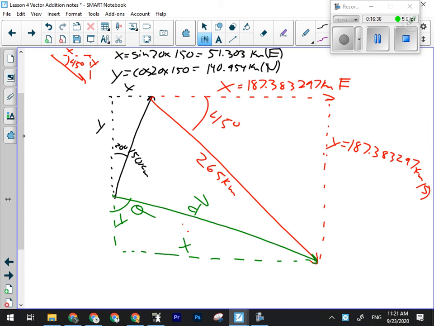So green x, okay, is going to be our 51.303 plus 187.833. Okay, so I'm taking this number and this number, I'm adding them together. That'll give me black x, or sorry, green x. Okay, everybody with me there? Okay, so green x then.